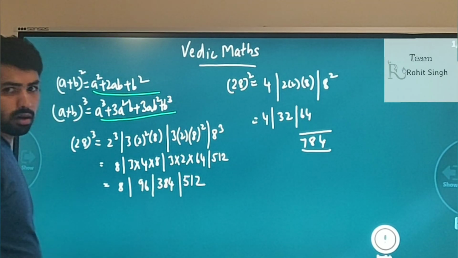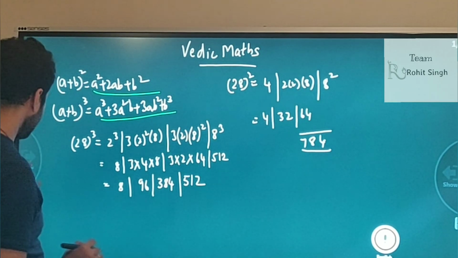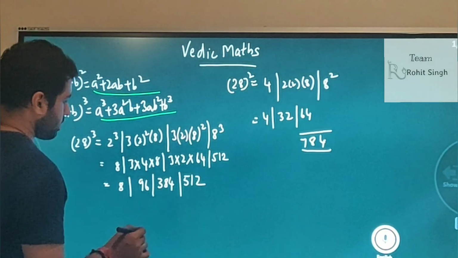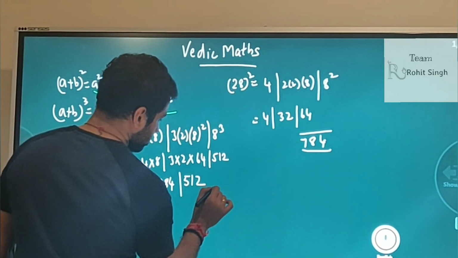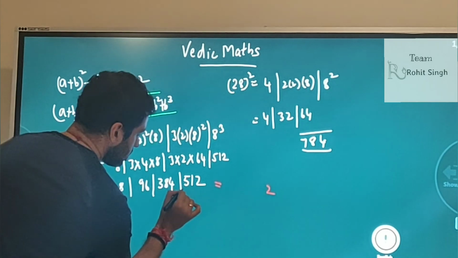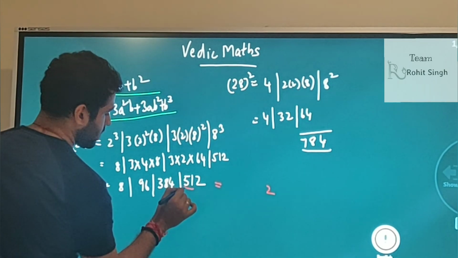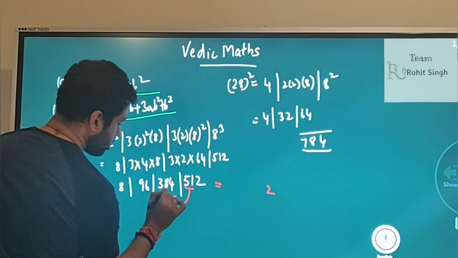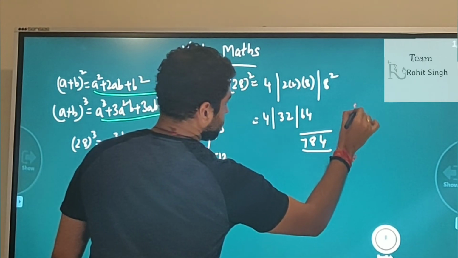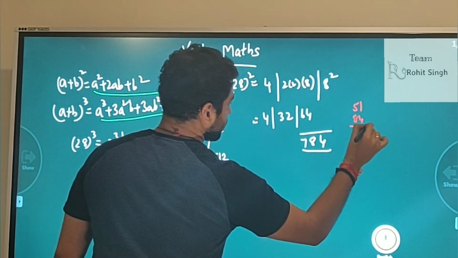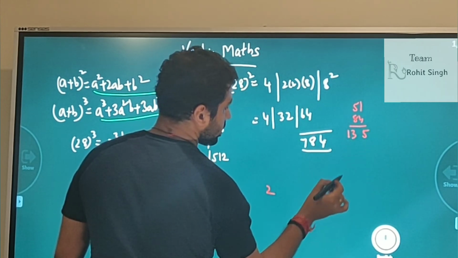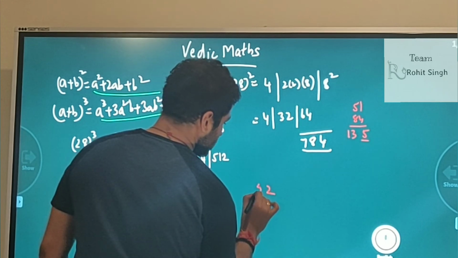Okay. So now let us write the final answer. So let me just change the pen. Right. So now here the units place is 2, we write down 2 as it is. Tens place and hundreds place is 51. So 51 is carried and added to 84. So let me write over here 51 and 84. So 5 and 5 plus 8 gives us 13. Now what is the units place in this? 5. So 5 comes down as it is.